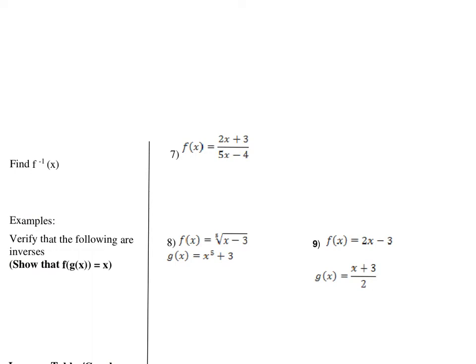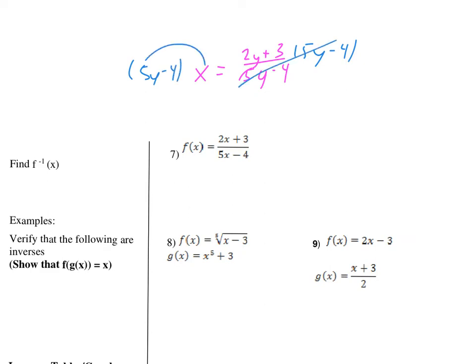All right, next up we got number 7 here, and this one's a little tricky because we got kind of two x's here, top and bottom. But what we're going to do is just our same process. So I'm going to change all the x's into y's. And my next step will always be, if I have y in the numerator and denominator, I'm going to multiply this over here. Okay, so in this case, I do want to distribute that in there, so it's going to be 5xy minus 4x equals 2y plus 3.